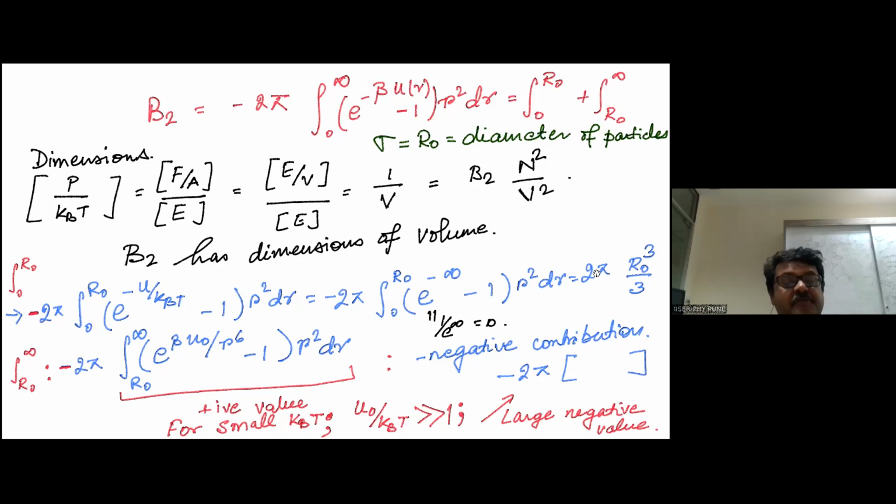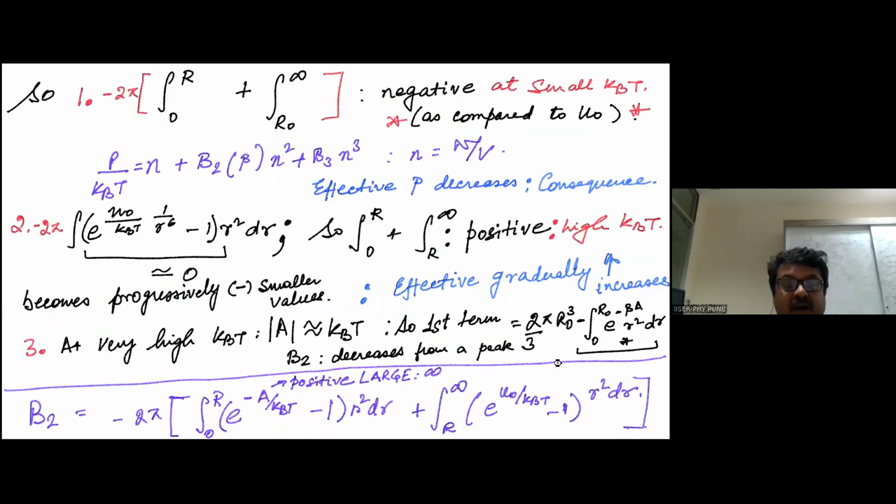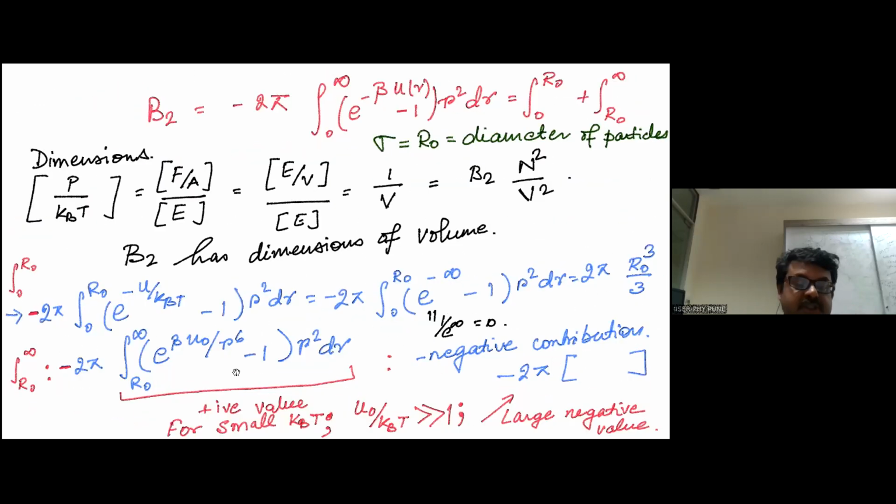So if kBT is small, B2 is going to be likely negative. However, if temperature is high, then we'll show in the next page that this is nearly going to be equal to 0. Why? Because u0 by kBT is a small quantity. It's a number closer to 0, right? Of course, there's an integral and so on and so forth.